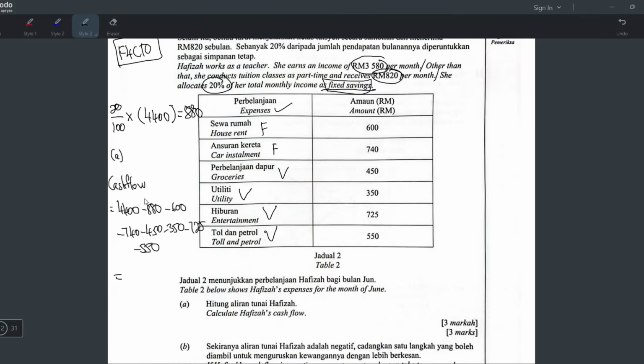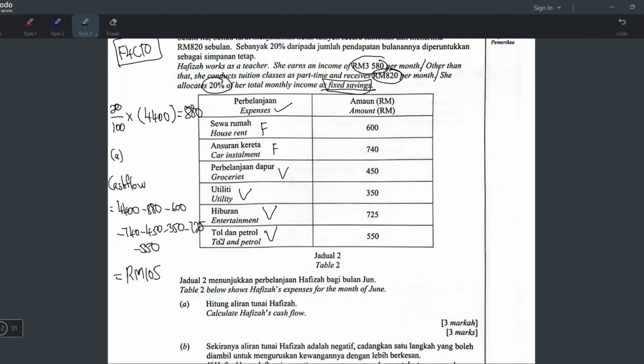So you have to wait for me, because I'm pressing. So minus 880 minus 600 minus 740 450 350 725 550. All right, my calculator gives me 105. Yeah, so just write RM105 and that should be the cash flow.